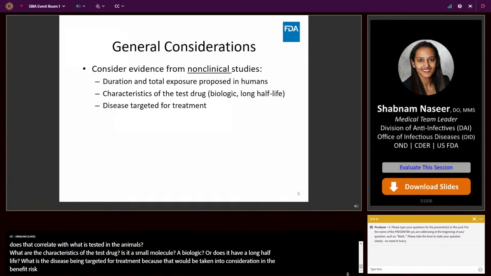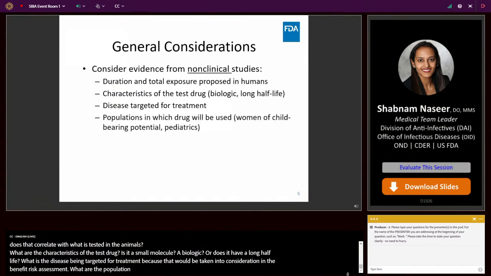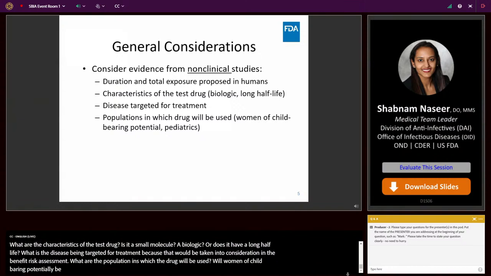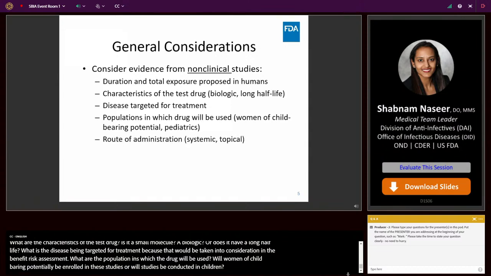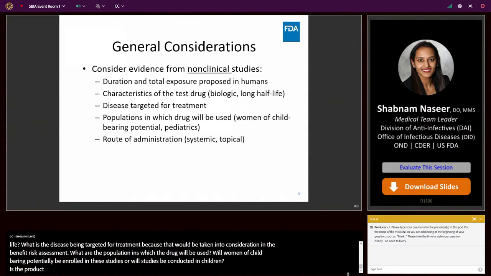What are the populations in which the drug will be used? Will women of childbearing potential be enrolled in these studies, or will studies be conducted in children? Is the product being administered systemically or topically? Someone has to think about all of these factors.